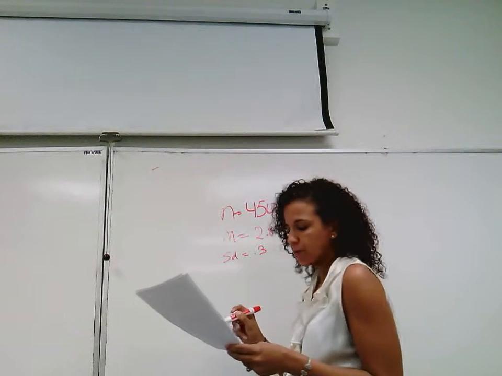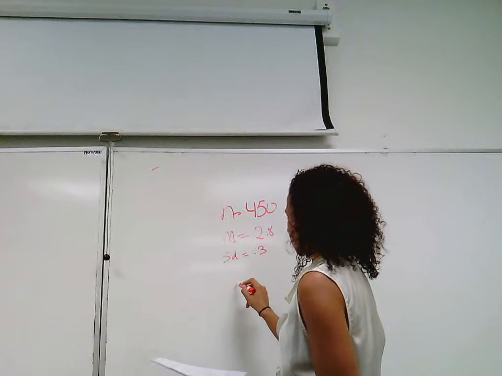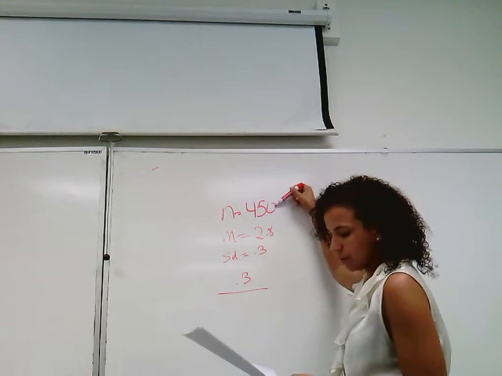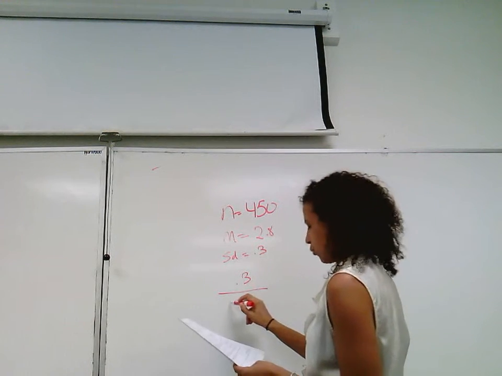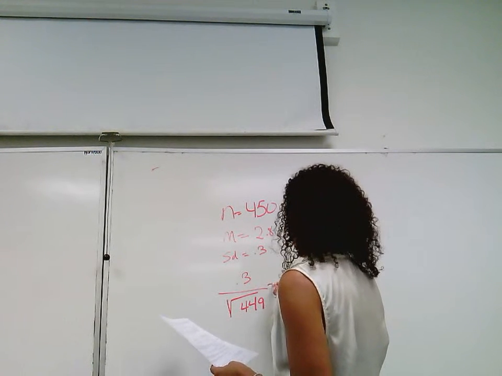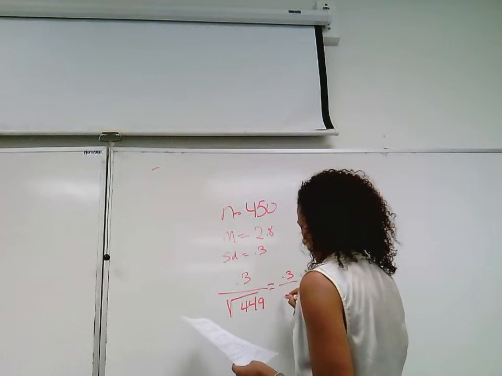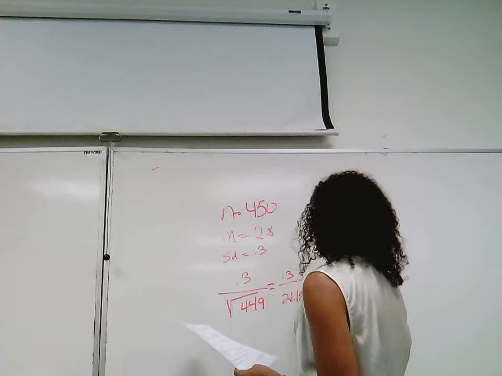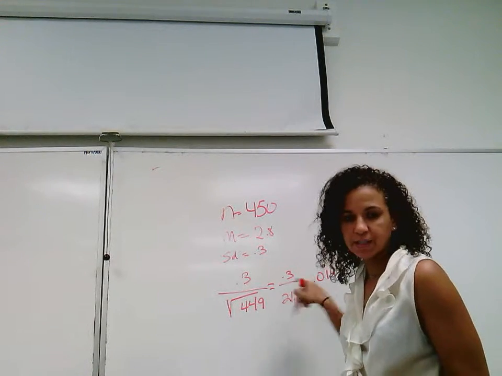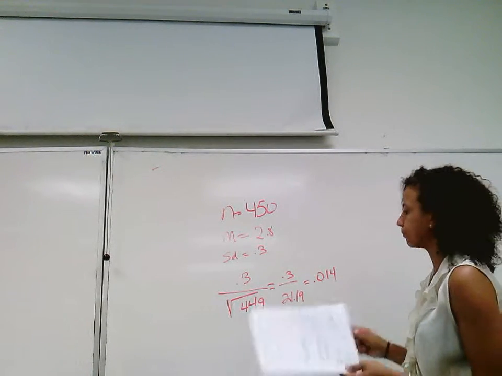To calculate the standard error of the mean, you just plug in your standard deviation, 0.3, over the square root of your n minus 1. All right? So 0.3 divided by the square root of 449 is going to give me 0.3 divided by 21.19, which gives me 0.014. 0.014 is your standard error of the mean.